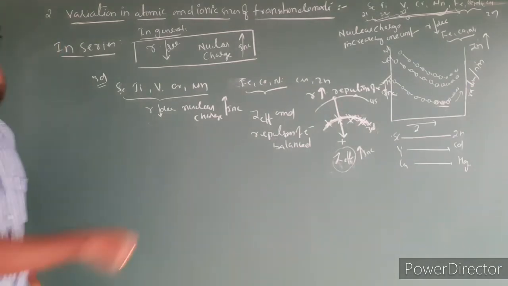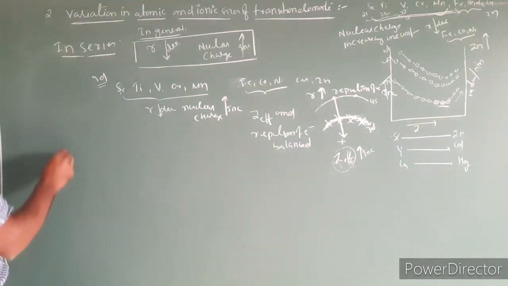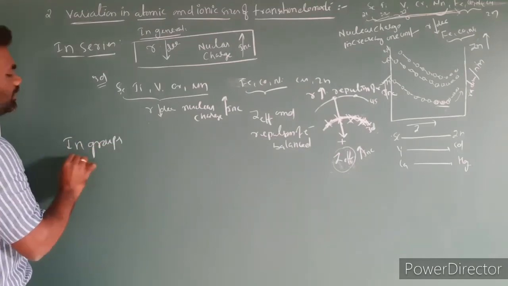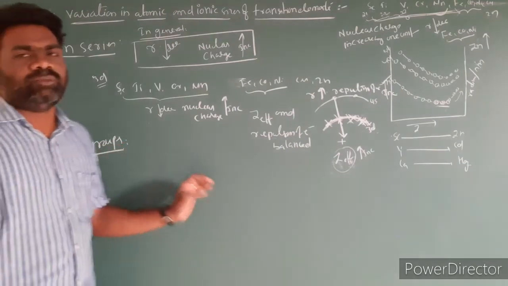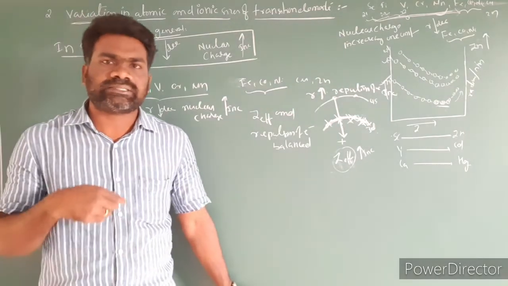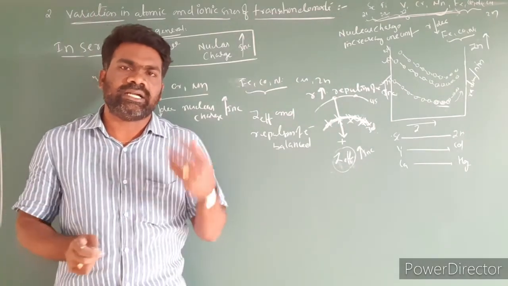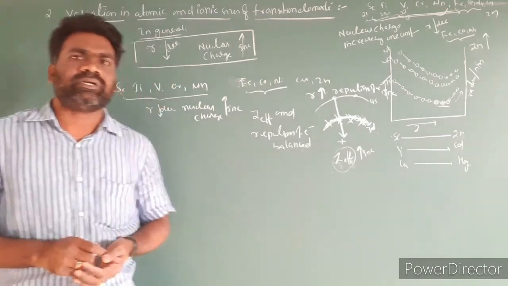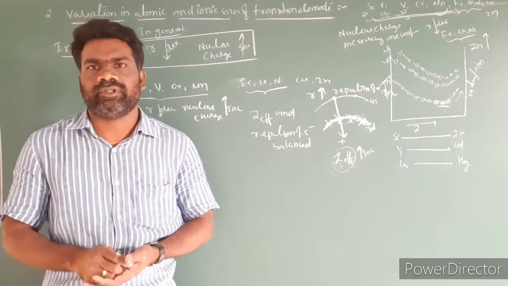In a series, you can take a similar factor. Next one is in groups. In groups, in general, while moving from top to bottom, the atomic sizes increase. In the periodic table, moving from top to bottom, atomic sizes increase because of the increasing number of shells. Already we know this very well.